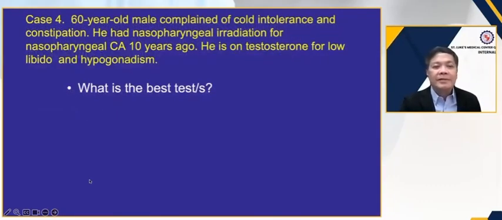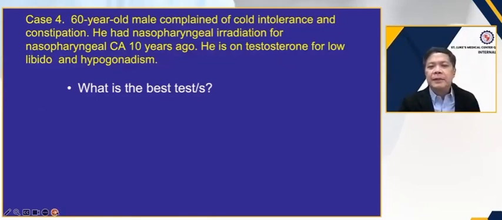So let's go and talk about this 60-year-old male who complained of cold intolerance and constipation. You know what that means clinically. It's kind of hypothyroid. But the patient had radiation to the nasopharyngeal area for cancer 10 years ago. Currently, the patient is on testosterone for low libido and hypogonadism. In this case, one suspects that his pituitary may have been hit during the radiation.